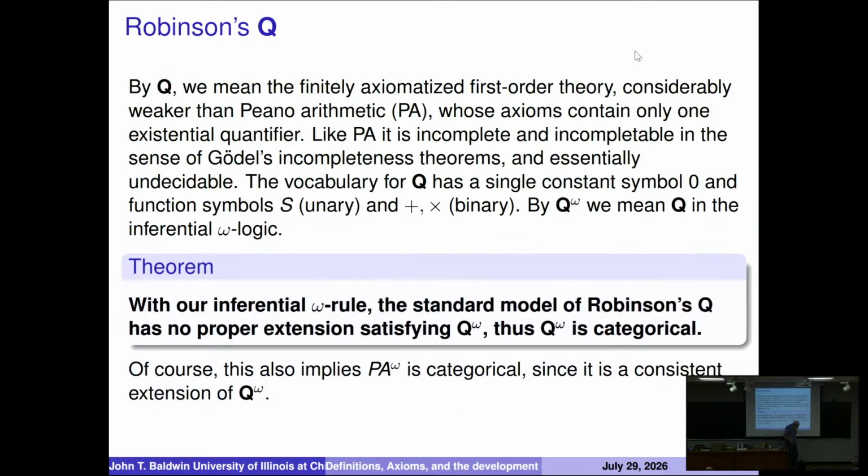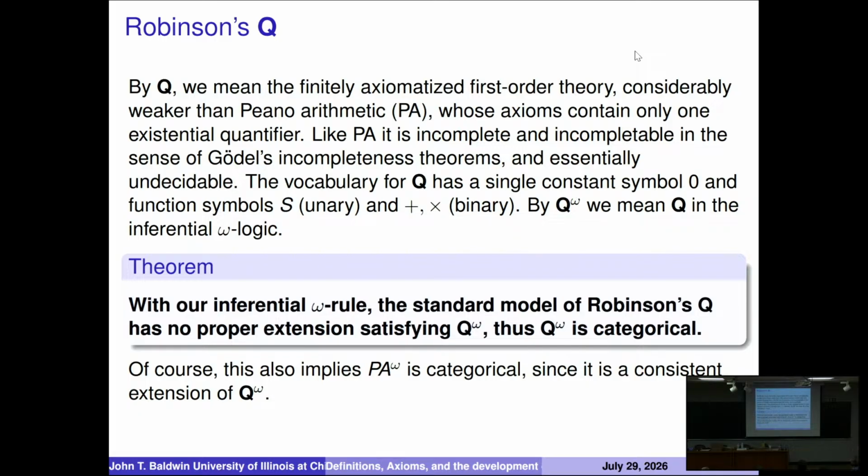All right, now Robinson's Q, and this is Raphael Robinson, right? He gives a finitely axiomatizable theory in the language with successor, plus, and times. He does this for the purpose of getting the incompleteness result in a finitely axiomatizable theory. And what I'm going to prove on the next slide is that Robinson's Q is categorical if we add this omega rule.